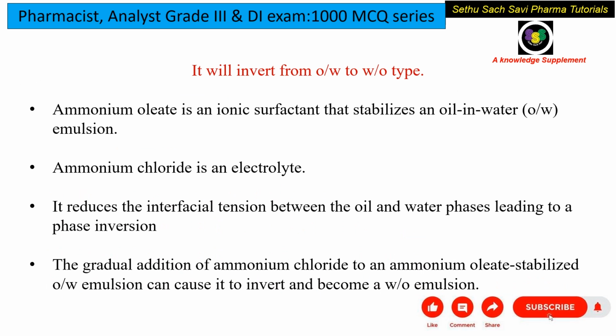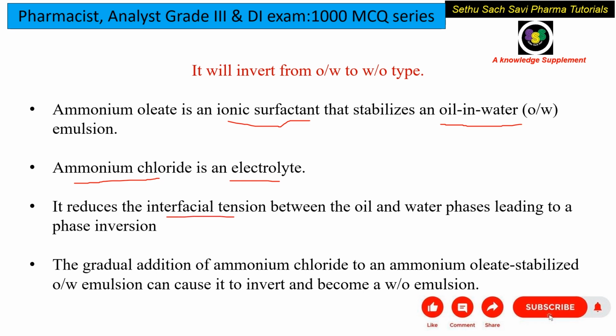oleate. So here we should know the properties of these. See, ammonium oleate is an ionic surfactant. So which type of emulsion does it stabilize? It stabilizes oil in water emulsion, which means initially it was an oil in water emulsion. Now what are we adding? We are adding ammonium chloride. What is ammonium chloride? It is an electrolyte. So what will it do? It will reduce the interfacial tension between the oil phase and the water phase.